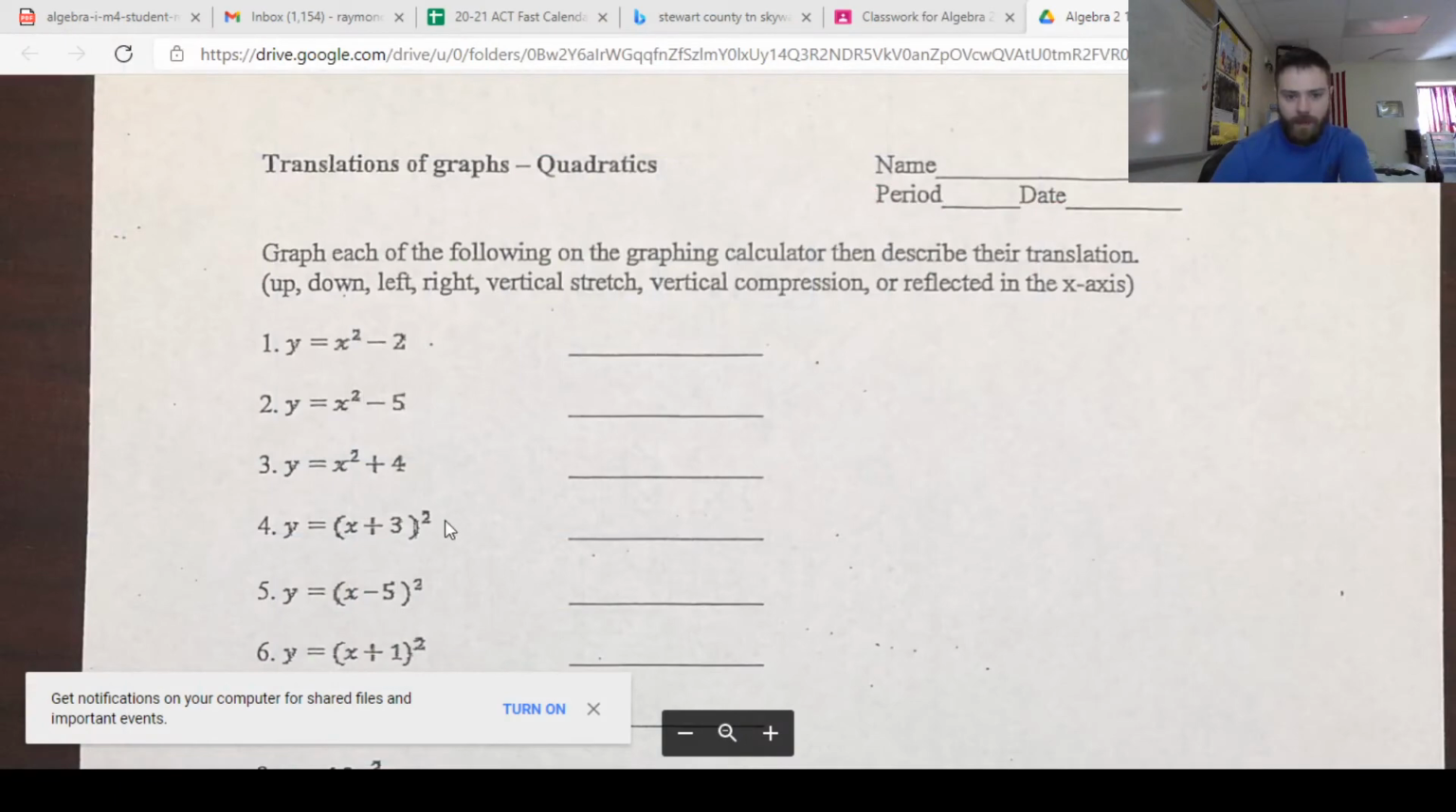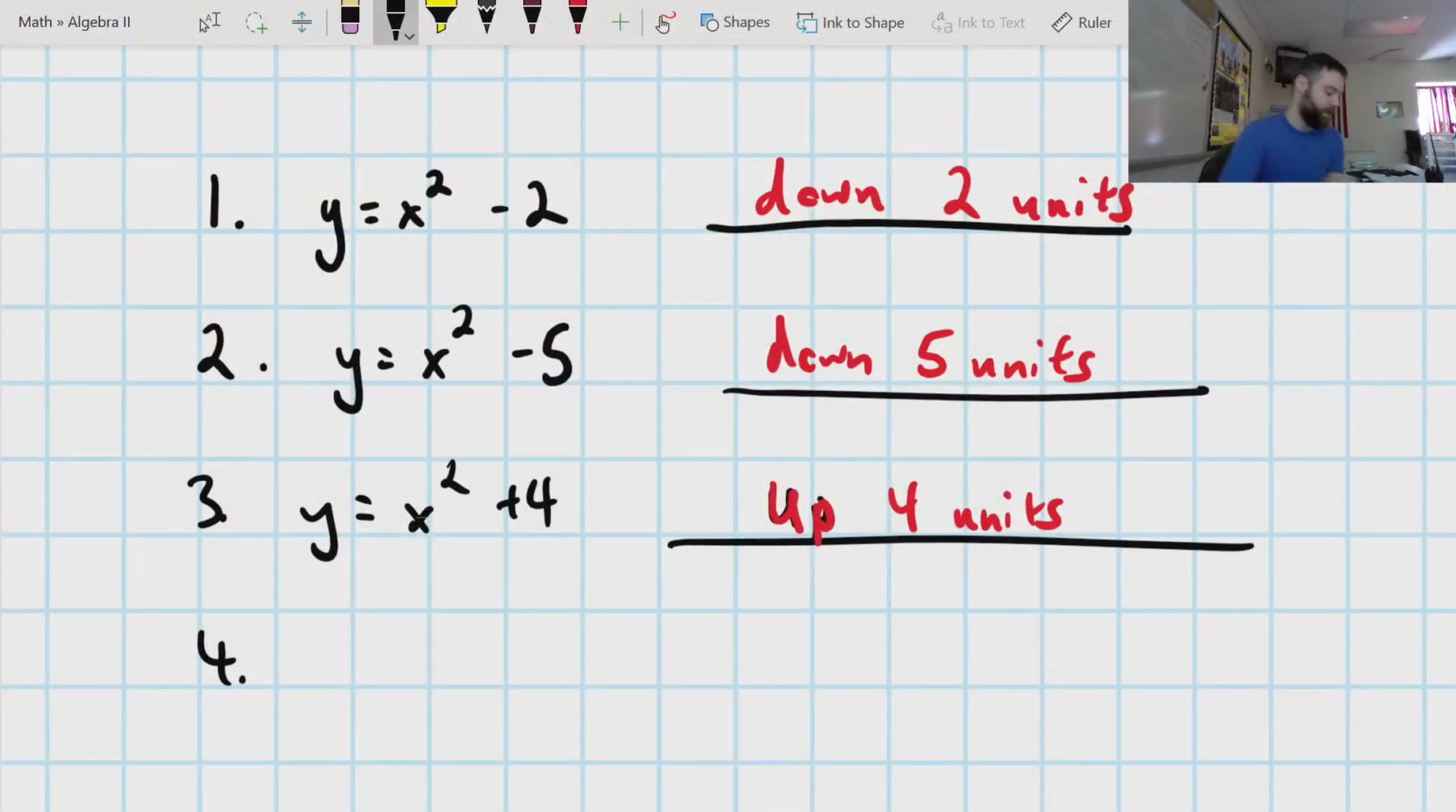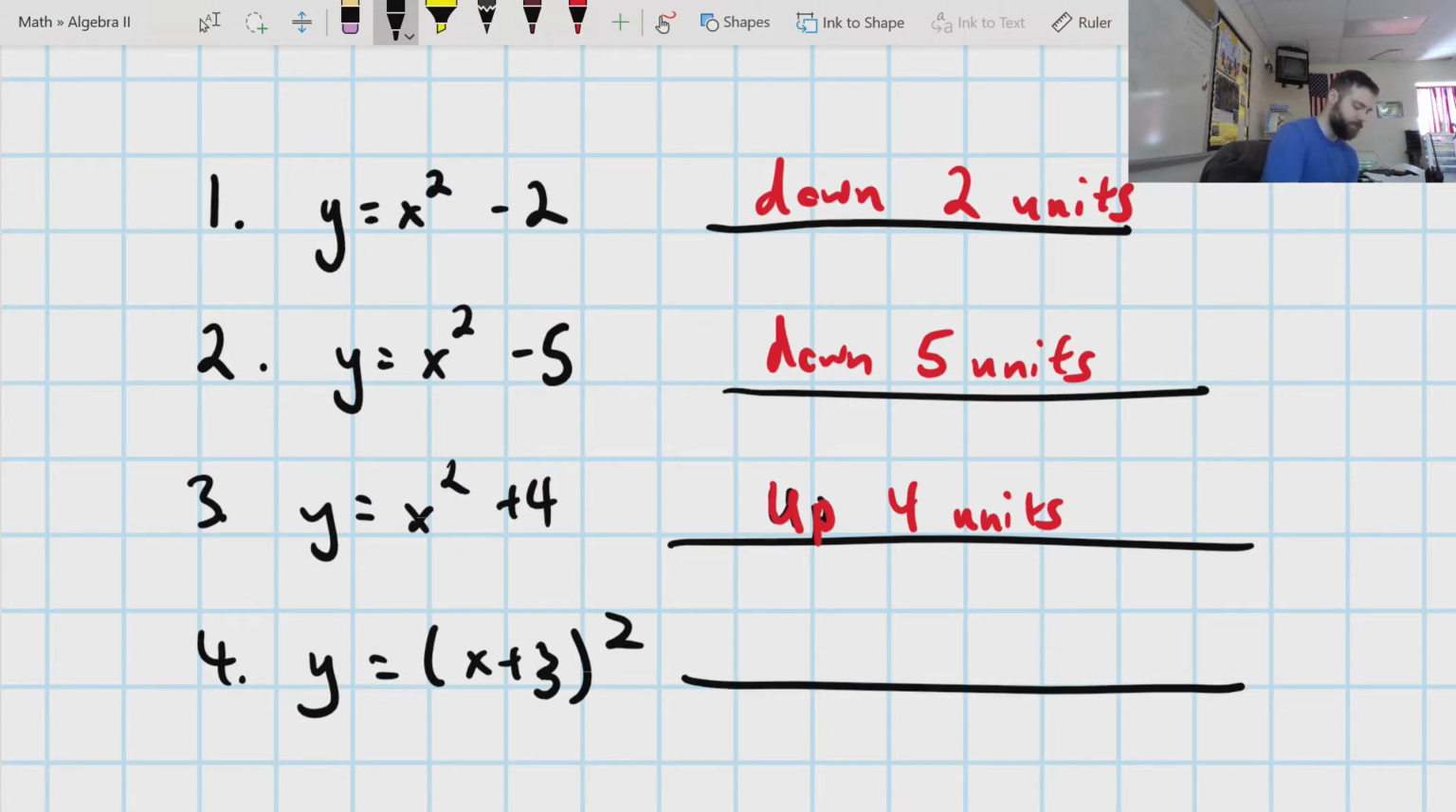So the next one's going to be x plus 3 quantity squared. Notice that the parentheses around there will be distinct, so they will do something. That's something that we need to talk about. But x plus 3 quantity squared is going to do something to this function. So I'm going to write this down here. It's going to shift left 3 units.